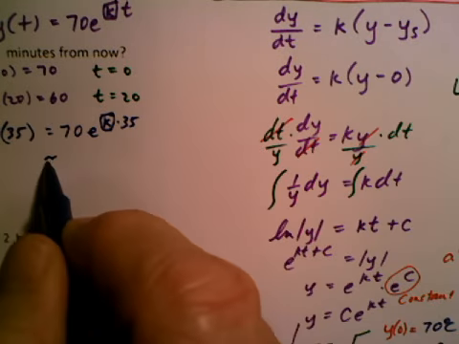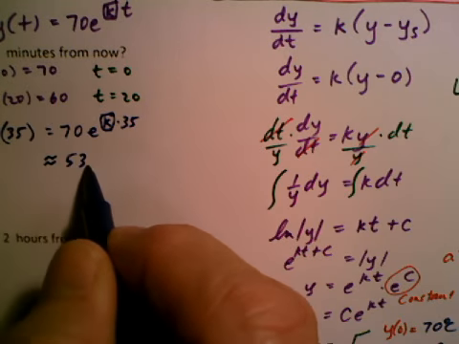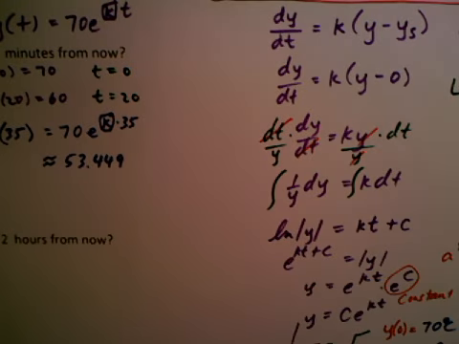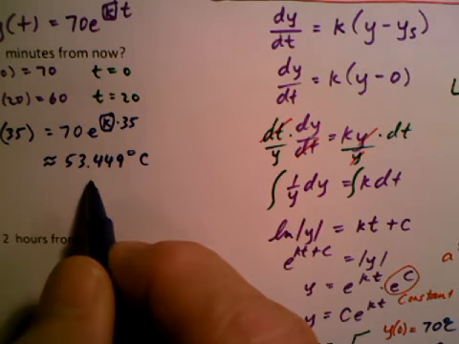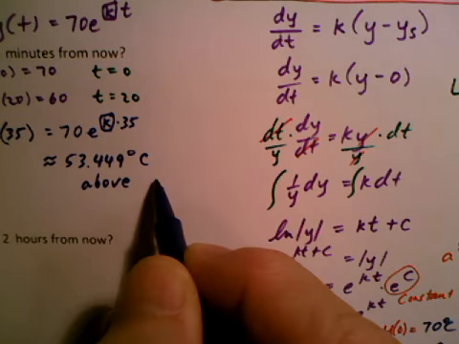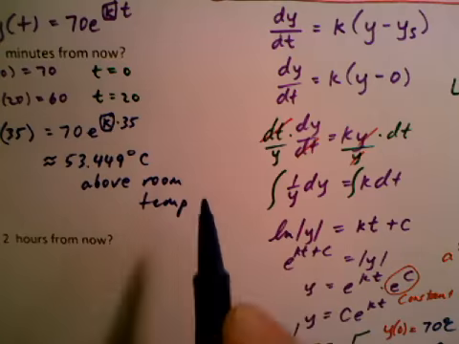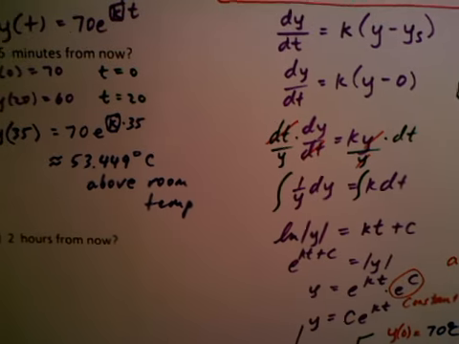And so that is, let me move that over, 53.449. So we get approximately equal to 53.449. And you always need to ask yourself, what is that number? Okay, what's temperature? Temperature then would be degrees Celsius, and again above room temperature. Okay, so that's where we're at.